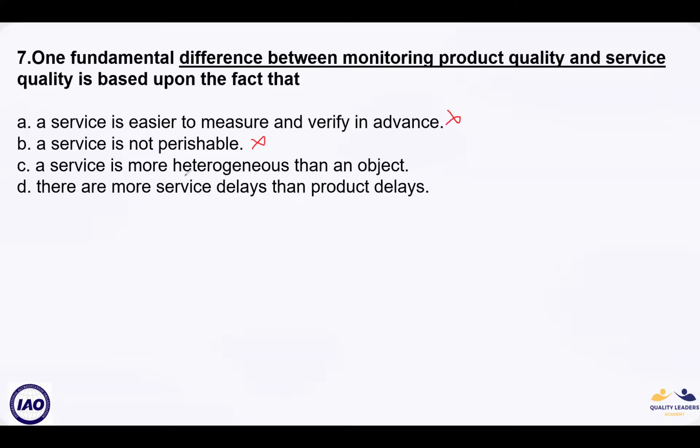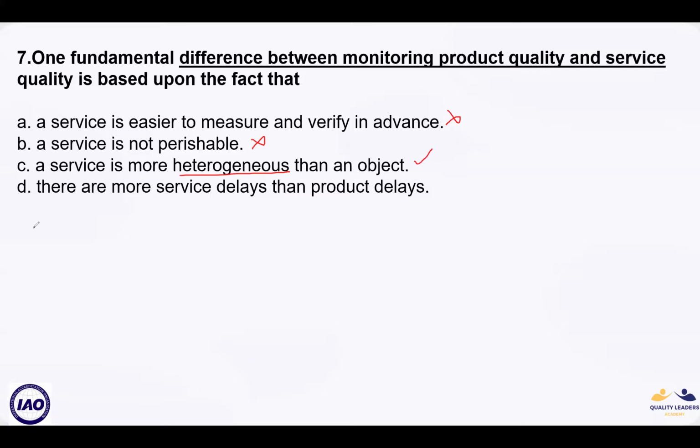Now, option C, a service is more heterogeneous than an object. Yes, services vary widely because there is human involvement. Human interaction is there. It differs from patient to patient, from doctor to doctor or nurse to nurse. Here, the service is heterogeneous, whereas products are uniform in everything in that particular assembly line, right? So this is the nearer one.